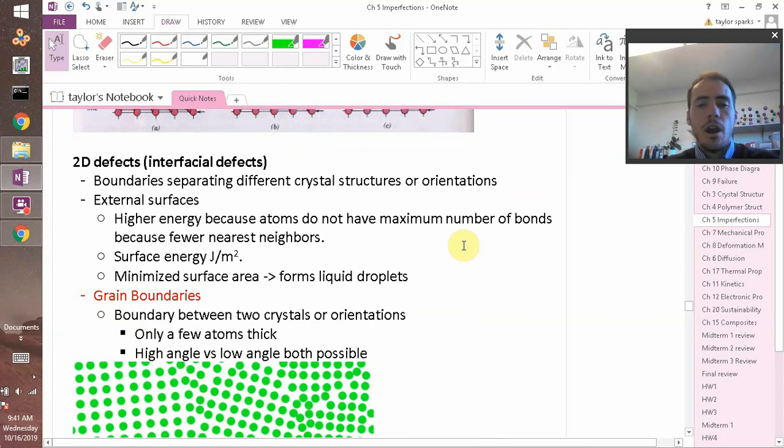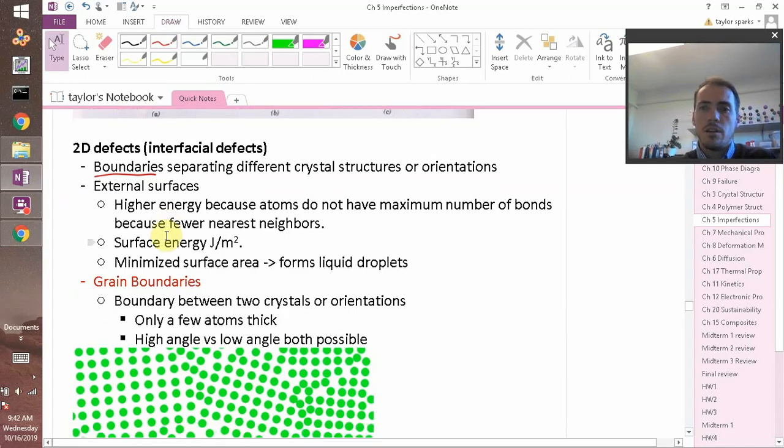So these are areas of the lattice that are not perfect, but it's not a single line that they're imperfect. It's a whole area, okay? So obviously boundaries are gonna fit this description. Anything that's a boundary. So this could be with different crystal structures, but also different orientations of the same type of structure. We'll show that in just a minute. It can be external surfaces.